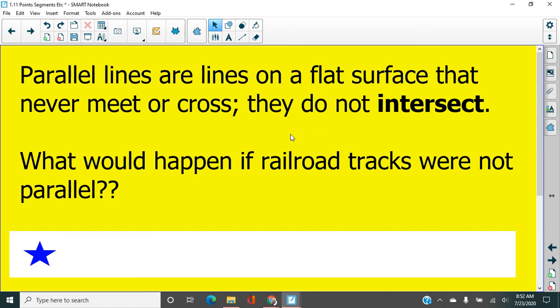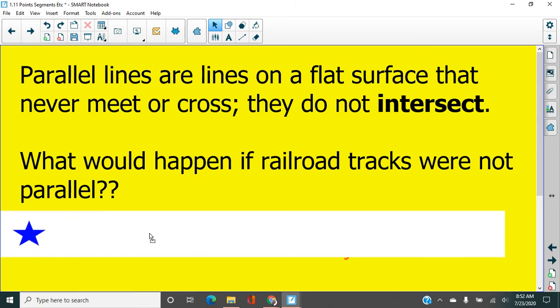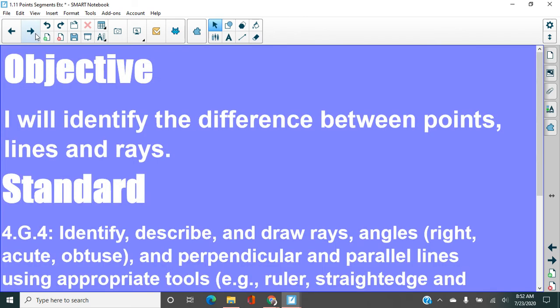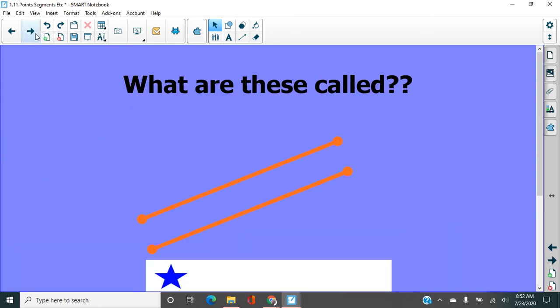They do not intersect. What would happen if railroad tracks were not parallel? Oh, we just kind of said that. The train's wheels would not stay on the tracks. It would crash because it needs parallel tracks.